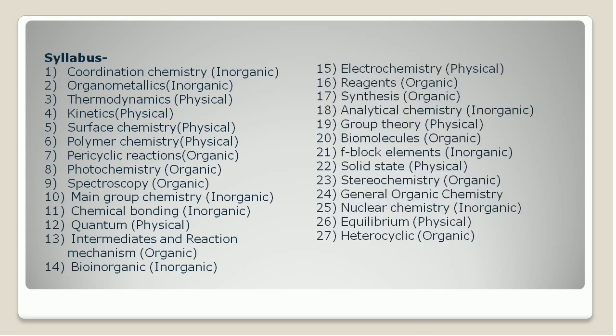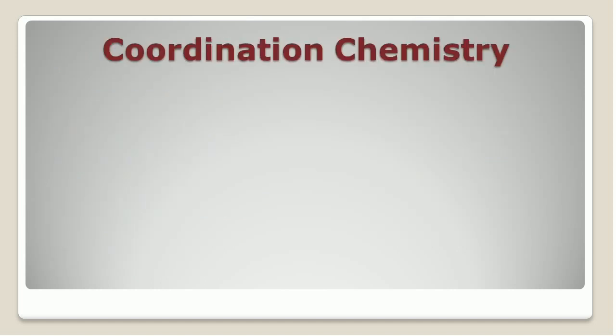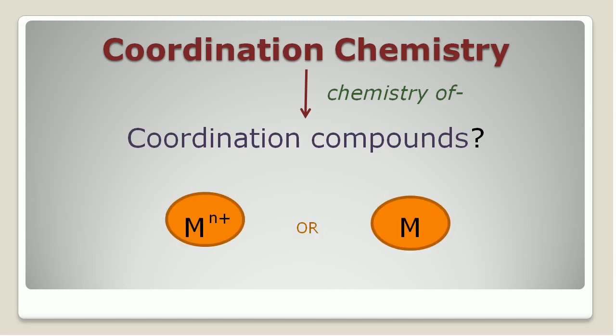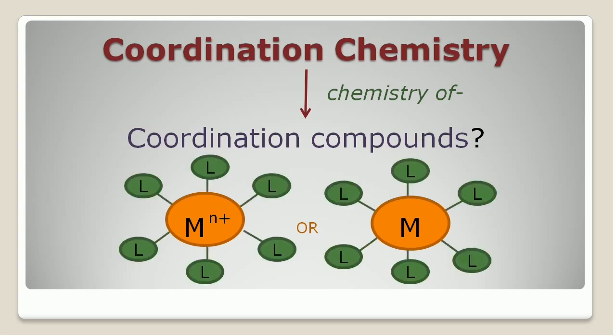Among these, we have coordination chemistry as the first chapter. So let's begin with coordination chemistry. Coordination chemistry is the chemistry of coordination compounds. But then, what are coordination compounds? These are the compounds which have a central metal atom or its cation bonded with coordinate bonds to various ligands.